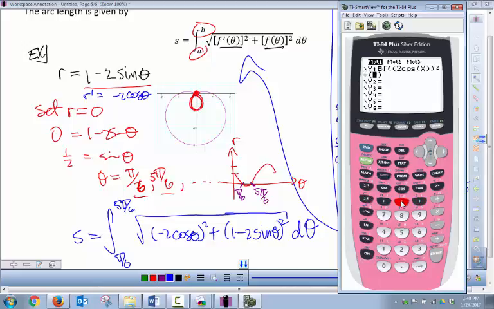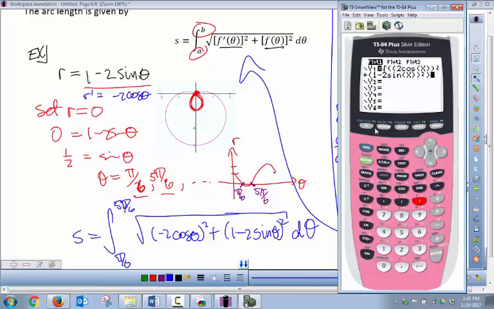Plus, open parentheses, 1 minus 2 sine x. Close that parentheses and square that. And then close the square root parentheses. And then I want to integrate from pi over 6 to 5 pi over 6. 5 pi over 6 is, I don't know what it is, but it's less than 3, right? 3.14. It's less than pi. Is it? Yeah, it's still less than pi.